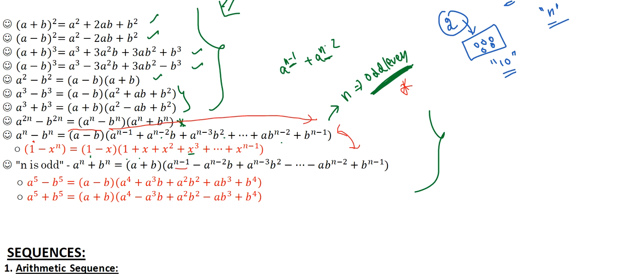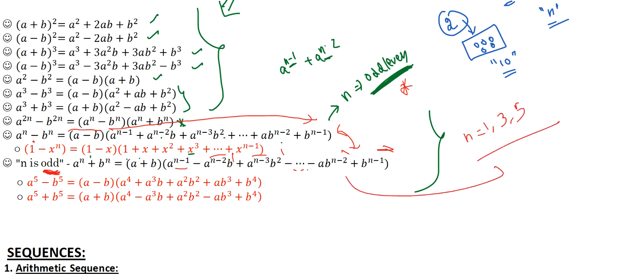As you can see, a power n minus 1, n minus 2, n minus 3, down to a power 1, and b power will be increasing: b power 1, b power 2, up to b power n minus 2 and b power n minus 1. This is applicable only for odd n, so keep it in mind. If n is equal to 1, 3 or 5, then I can apply this formula. If n is even, I cannot use it.